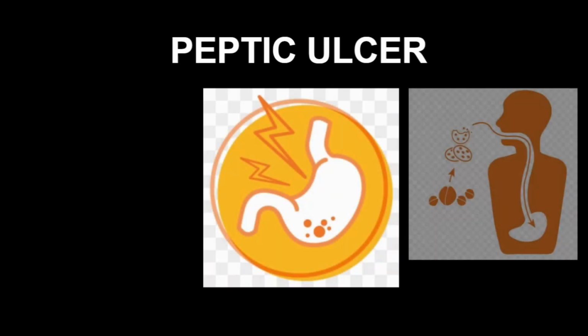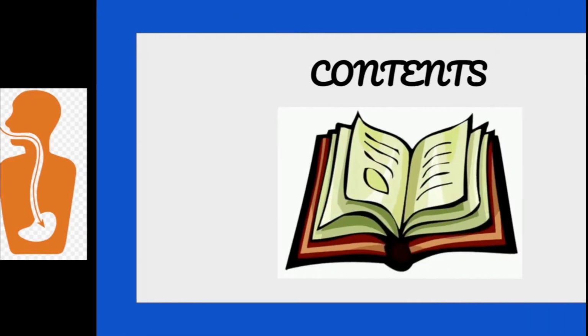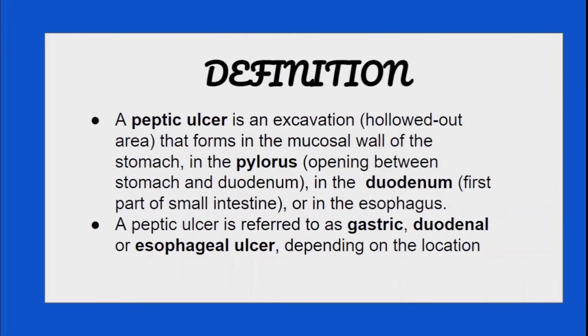Let us discuss peptic ulcer today. Questions related to this topic have been asked in various nursing examinations. So let us start with peptic ulcer. The contents for today's topic are definition, types of peptic ulcer, etiological factors, pathophysiology, clinical manifestation, diagnostic evaluation, complications, medical management, surgical management, nursing management and nursing diagnosis.